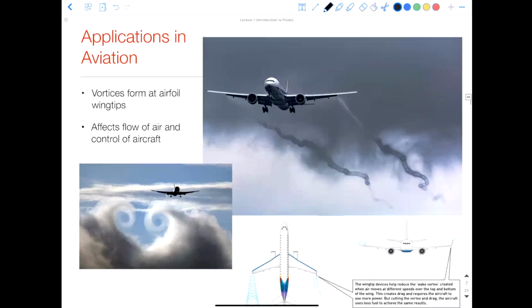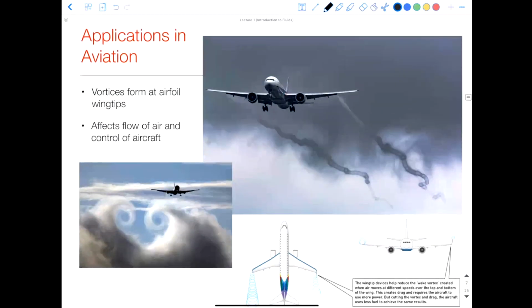The most obvious application of fluid mechanics would be the aviation industry. One application that I thought was kind of interesting, one of my friends talked about how you have timing intervals when you have aircraft landing and taking off, and one of the reasons for this is because of a fluid effect that happens at the wingtip of an aircraft.